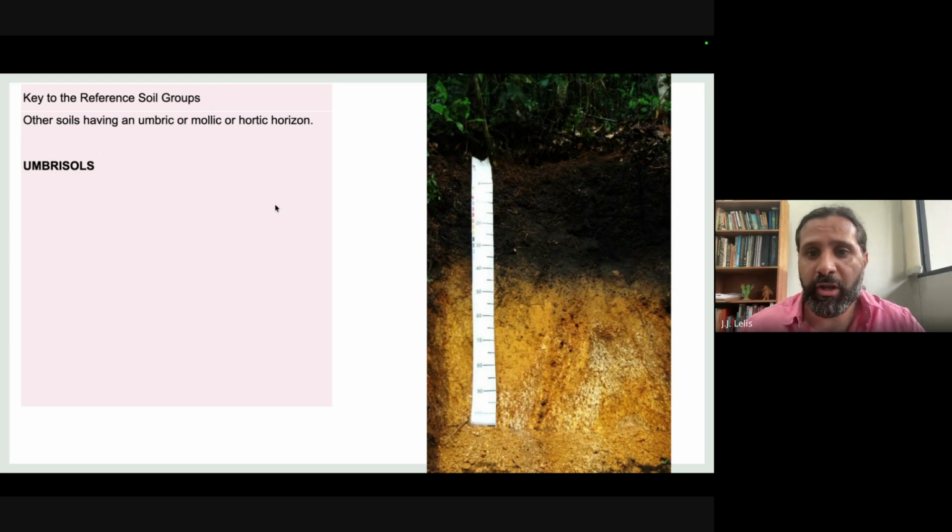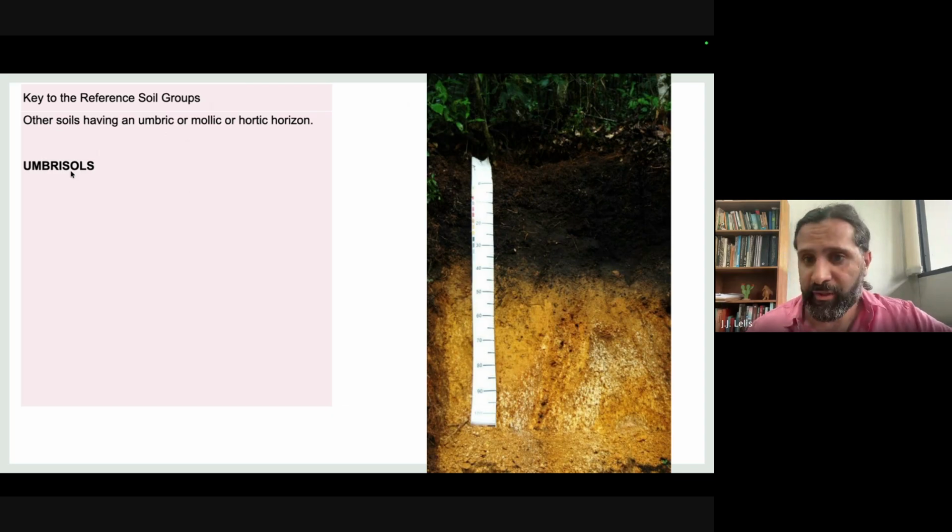Okay, so the only option here of low base saturations is for the mollic. So if I find a mollic, definitely below the mollic horizon, I must identify a horizon with low base saturation. In the other cases, umbric and anthric, both cases can register low and high base saturations below the surface horizon. Okay, so all of them are umbrisols.